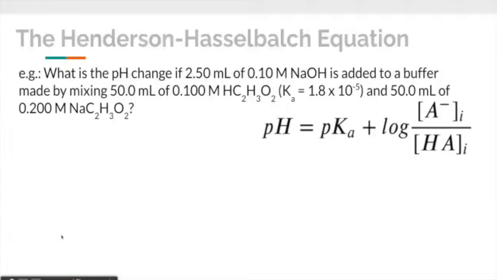Okay, so here's the Henderson-Hasselbalch equation for us, and it's asking us this question. This is the same buffer that we were talking about before. So what's going to happen here? Well, if we are adding OH- to this buffer, it's going to respond by the acetic acid, the weak acid, reacting with the OH-, and it's going to produce water, and it's going to produce the conjugate base, C2H3O2-.